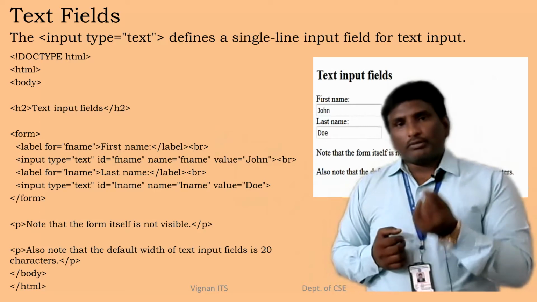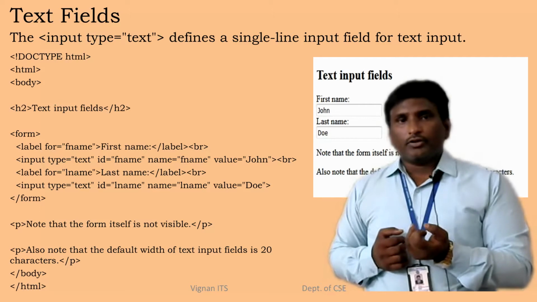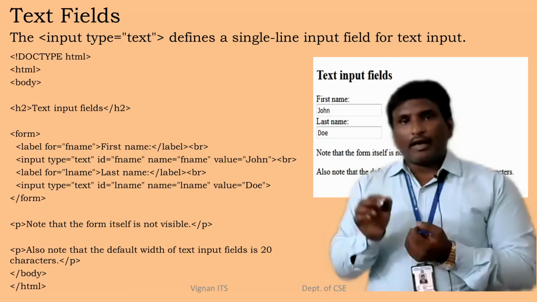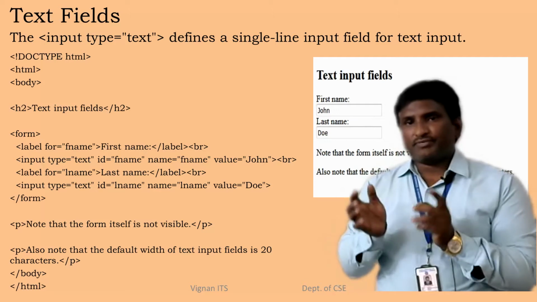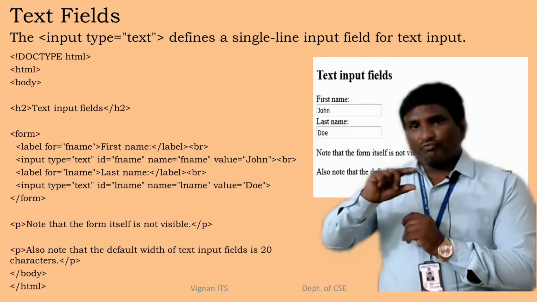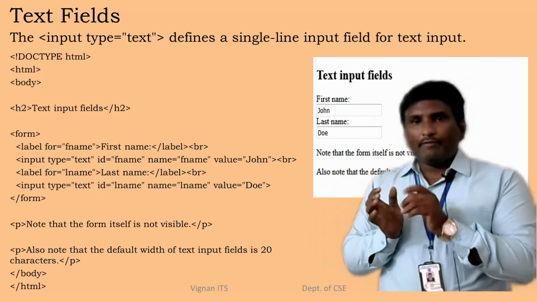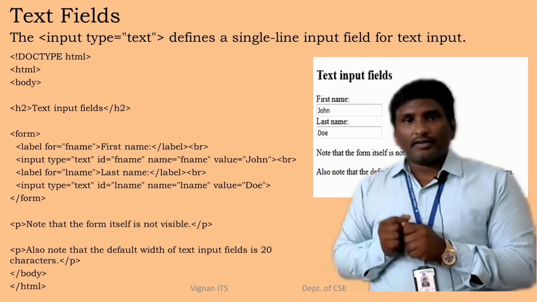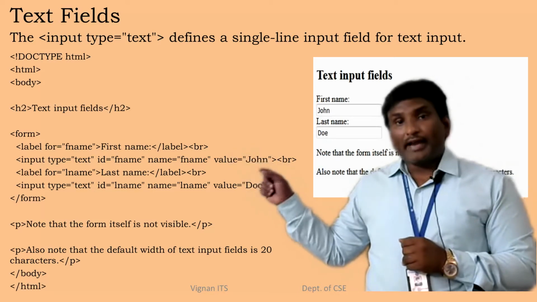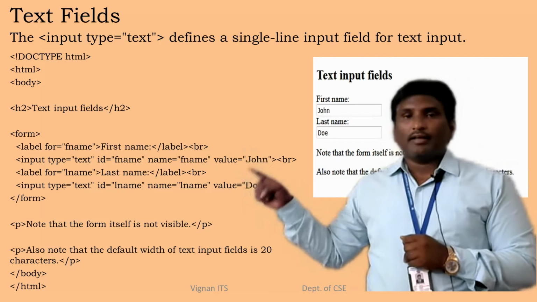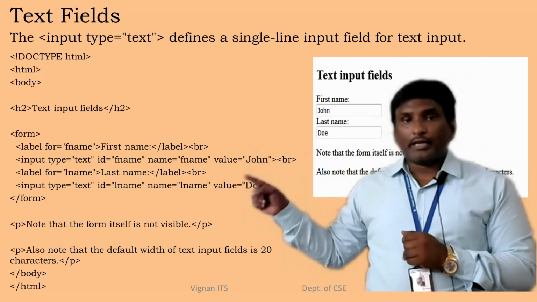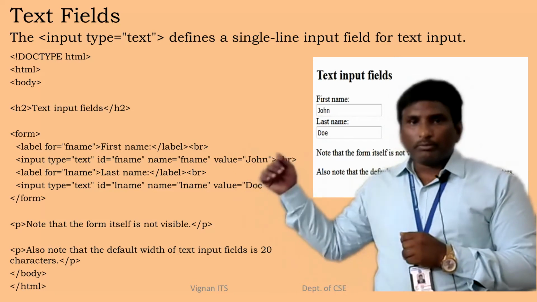And also one more tag, label, which identifies the corresponding input. For equal to fname, and I have written first name as the label text. So that first name belongs to the first input box. In what way do we map them to each other? The for value, fname, should be equal to the ID, ID equal to fname. That should be matched, so that first name is mapped with the input type text. You should remember that.